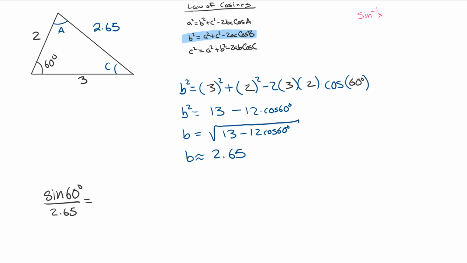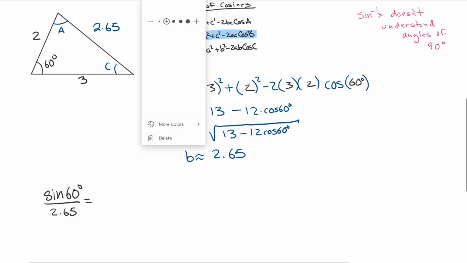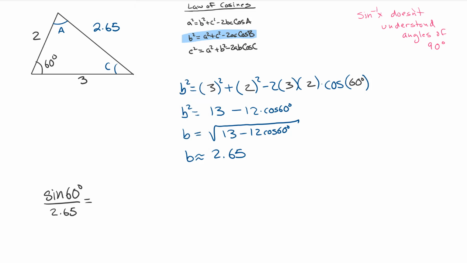Sine inverse doesn't understand angles over 90. It just doesn't. So only one angle in a triangle can be over 90 degrees. So look, we have our smallest side is 2, our middle side is 2.65, and our largest side is 3. The only angle that is possible of having an angle over 90 degrees is A.